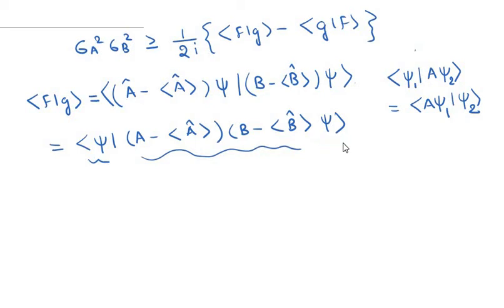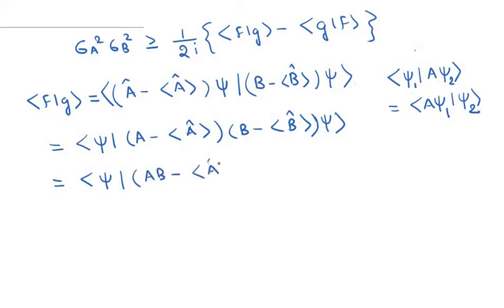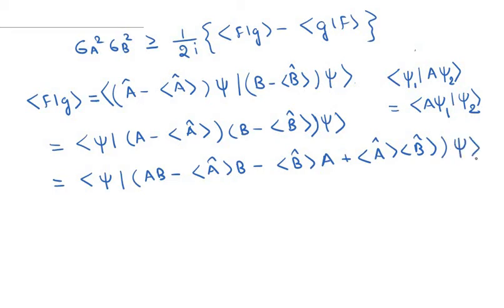Okay, so we just break this operation over here. So psi, then we multiply these two operator combinations. So there should be a first bracket over here. So we have this operator AB, then minus the average value of A times B, minus the average value of operator B times A, plus the average value of the A operator and B operator, not multiplying but operating on this wave function psi.